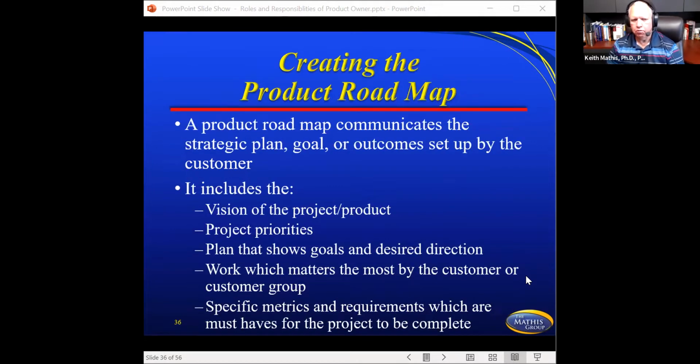Creating the product roadmap. A product roadmap communicates the strategic plan, goals, and outcomes set up by the customer. And so the product owner normally creates the product roadmap. And so it includes the vision, project priorities, the plan, the goals, anything like that. Work which matters the most for the customer so that they're already setting the expectations on the priorities, and then specific metrics or requirements which are must-haves for the customer for the project to be complete.